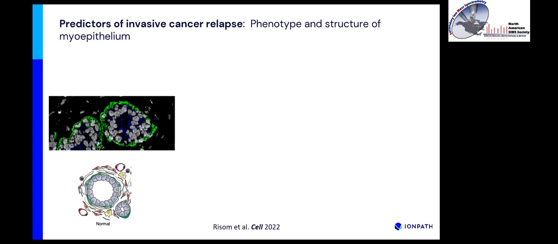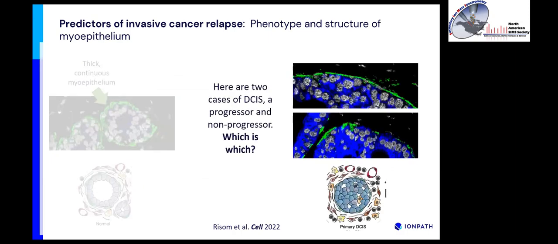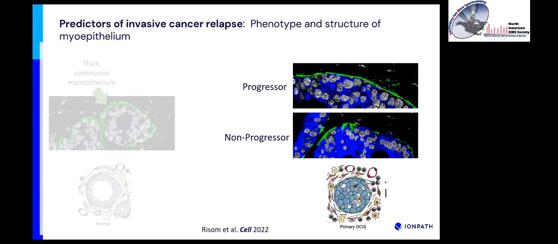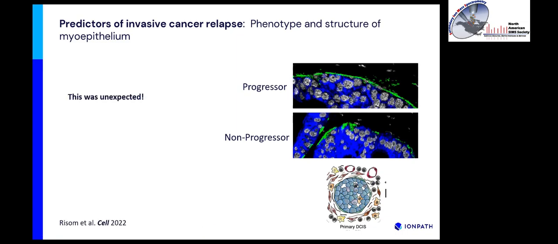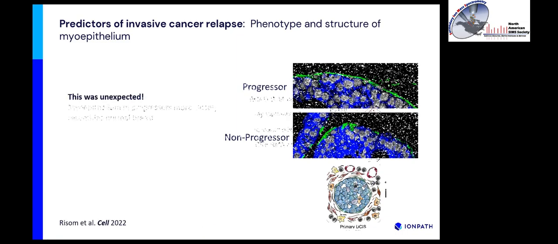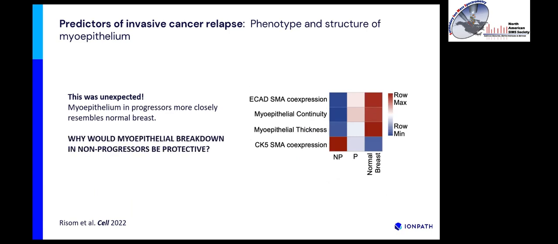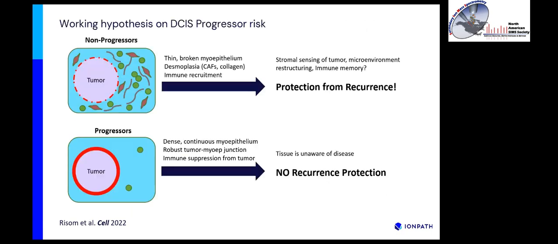And so if we look here at the phenotype and structure of the myoepithelium, you can see in this normal example that there's a thick continuous myoepithelium in green that surrounds the other cells. And so here, if we look at two other cases of DCIS where one's a progressor and one's a non-progressor, the question is which one is which. And interestingly, the progressor is the one that still had a pretty intact myoepithelium, shown here green again, where the non-progressor had one that had been broken down and wasn't fully intact anymore. And that was unexpected.